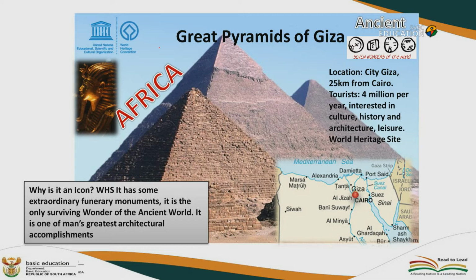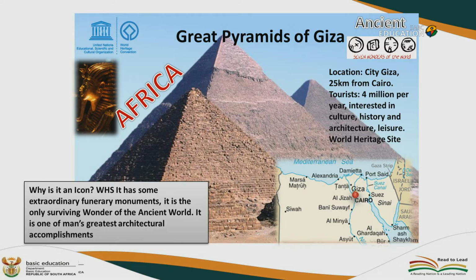And then again, the description. You remember we were talking about what type of tourist must visit this icon. Just check. We've got cultural tourists, historical tourists, and also those tourists that are interested in architecture. Some are leisure tourists. Those are the types of tourists that are interested in visiting the icon.